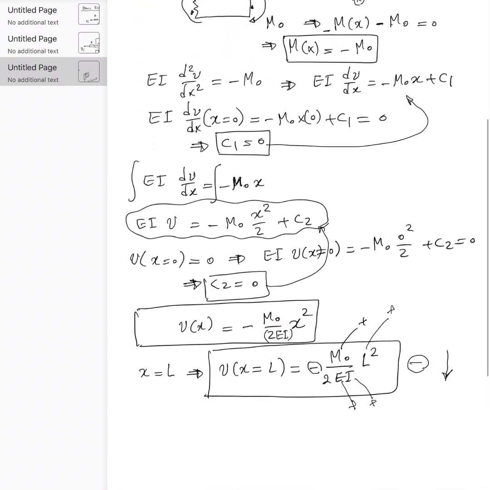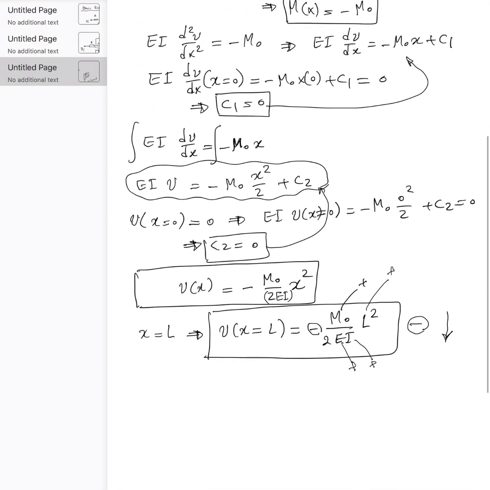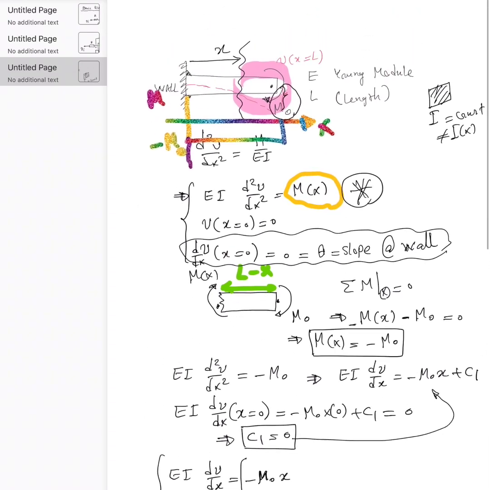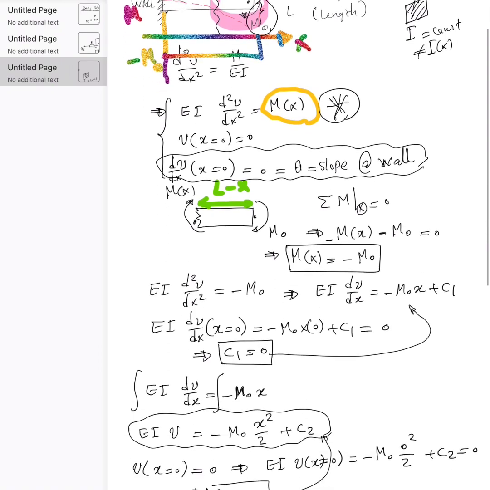Alright, in the next example I'm going to solve one example that has a more complicated boundary condition than a simple wall.